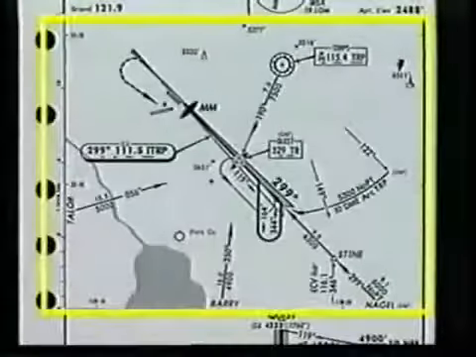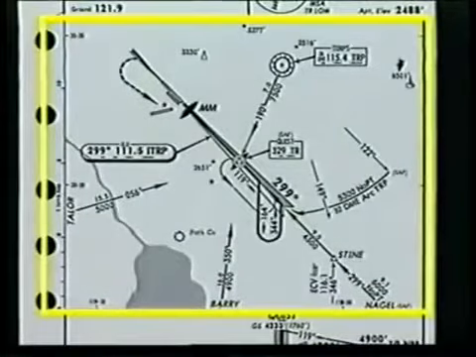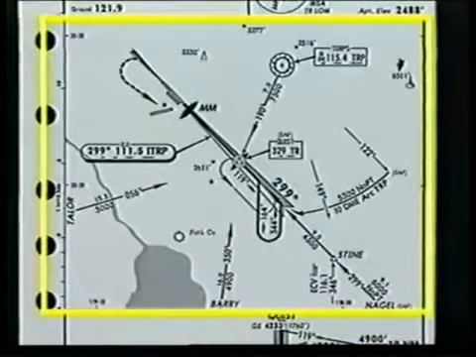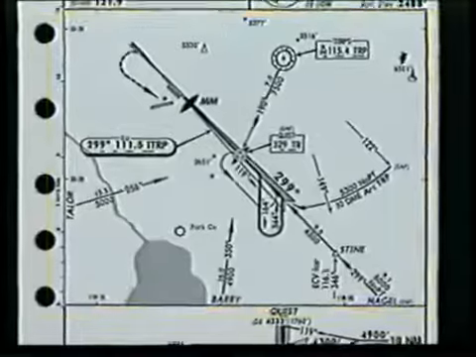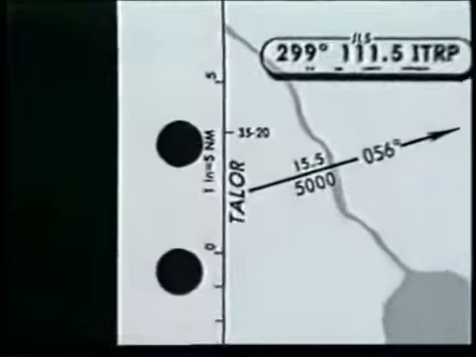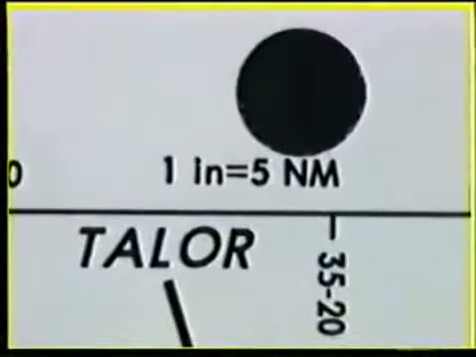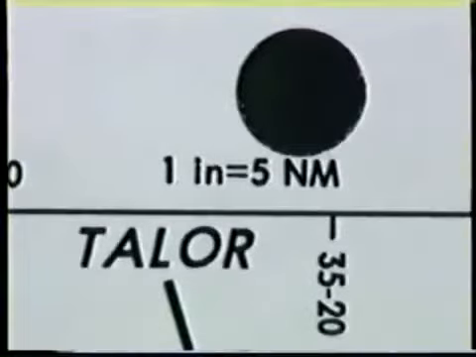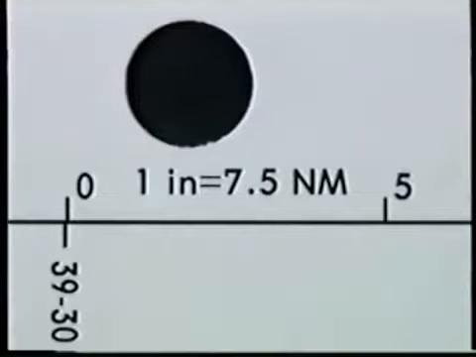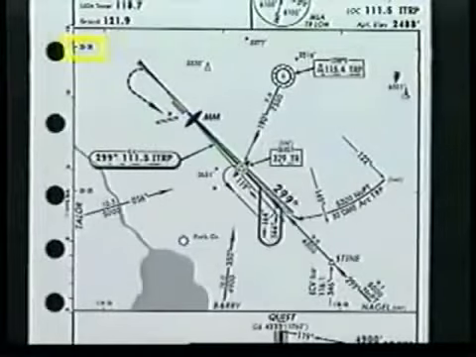The next section we'll look at is the plan view. To help you measure distance, a mileage scale is located along the left side of the chart. Normally, this scale is 1 inch equals 5 nautical miles. However, if the geographical area is large, the scale could be 7.5 nautical miles per inch.